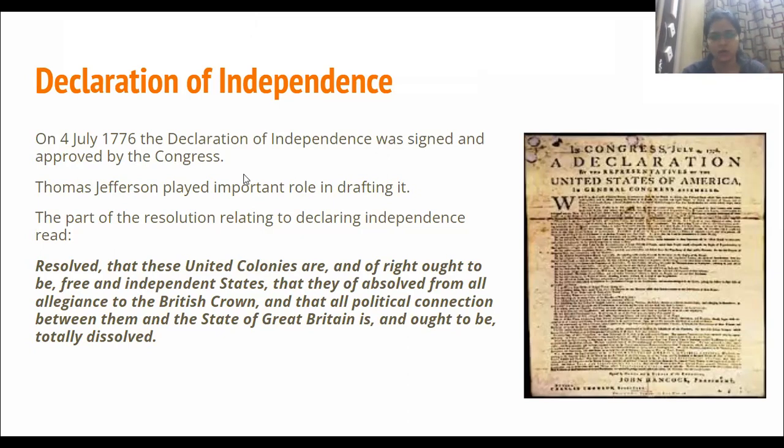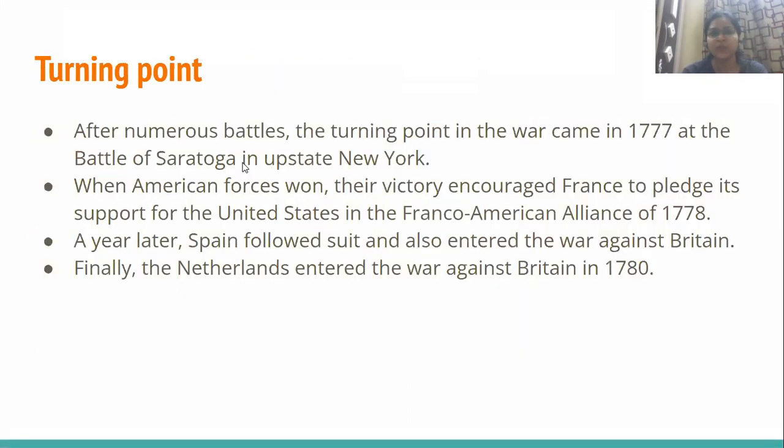Okay, let's proceed with the other important things. Now, the turning point of this entire war was the Battle of Saratoga. Why the Battle of Saratoga? Continuously, the colonies under the leadership of George Washington and the British soldiers were fighting. The fight was going on and on, but one important battle that completely changed the game upside down was the Battle of Saratoga. Up till now, British soldiers were emerging victorious, but this particular battle led to the victory of American forces.